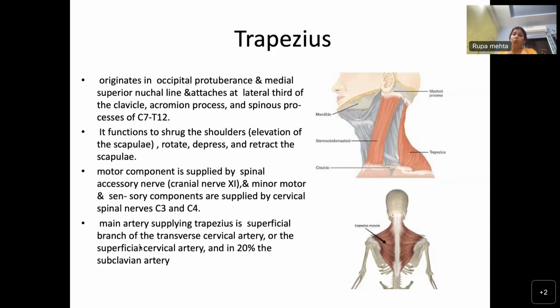It's a very large quadrilateral muscle, and is in relation with the neck posteriorly, the back, upper back, and posterior neck. Sternocleidomastoid and trapezius enclose the posterior triangle of the neck. Now, what is the function? As we all know, we routinely check the shrugging of the shoulders, rotation, depression, and retraction of the scapulae. Motor component is again by the spinal accessory nerve, and minor components are also derived from cervical spinal nerves C3 and C4. The main artery is the superficial branch of the transverse cervical artery, at times the superficial cervical artery, or this arises directly from the subclavian artery.